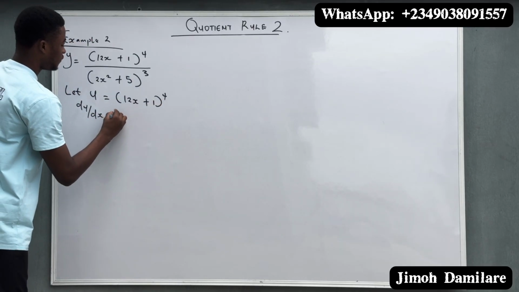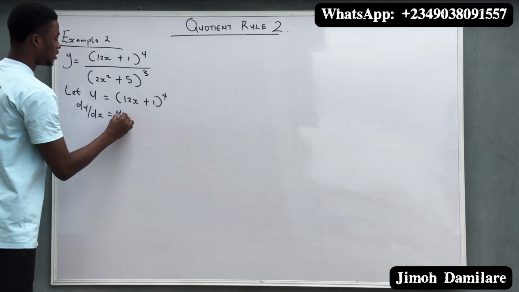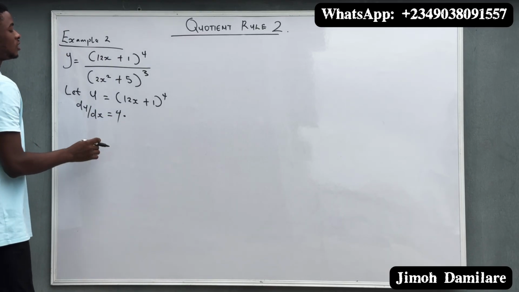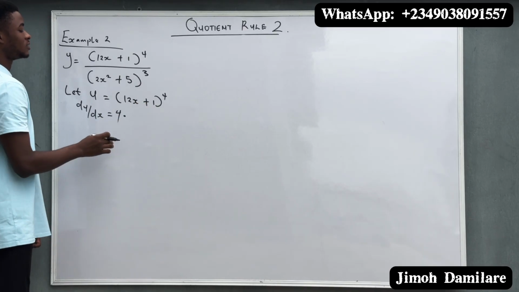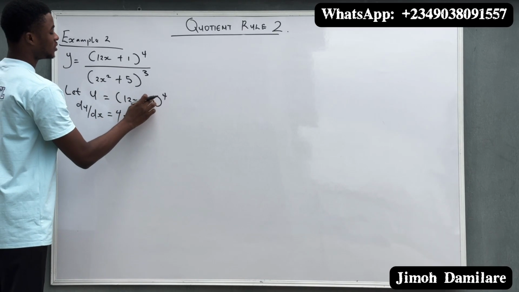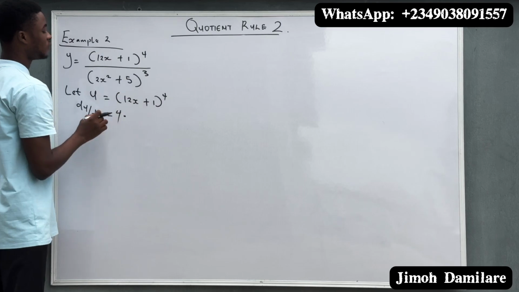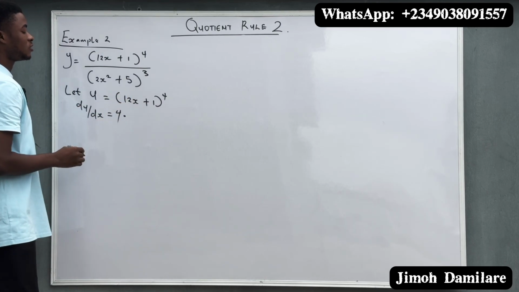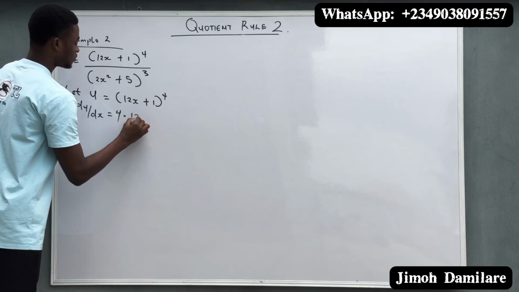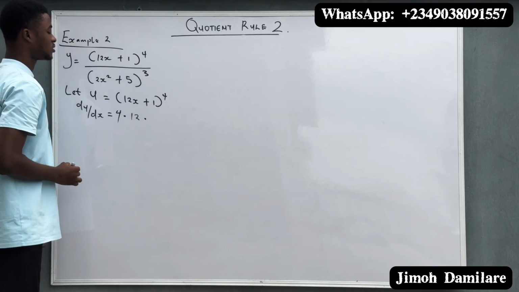So we are going to have 4 multiplied by, so we can represent the multiplication as dots. So we are going to differentiate everything in this bracket. So when you differentiate 12x plus 1, the 1 is a constant, it's going to give us 0. So we are going to be left with 12x. So when you differentiate 12x, you are going to get 12. So we have 12. So we have dots.